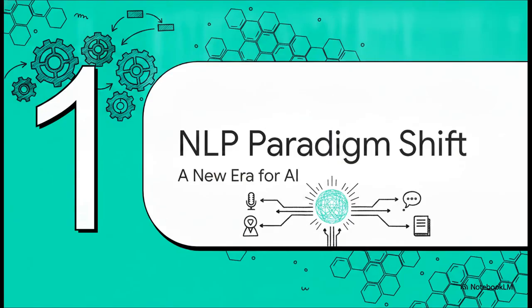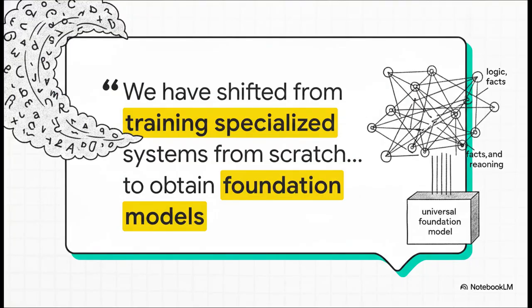All right, Section 1, the NLP Paradigm Shift. This quote really hits the nail on the head. This shift away from training specialized systems from scratch unlocked a profound, literal game-changer of an insight. An AI can acquire knowledge of the entire world and human language simply by doing large-scale language modeling tasks. By exposing a neural network to vast amounts of text, it wasn't just learning words anymore. It was actually learning logic, facts, and reasoning. It was building a universal foundation.